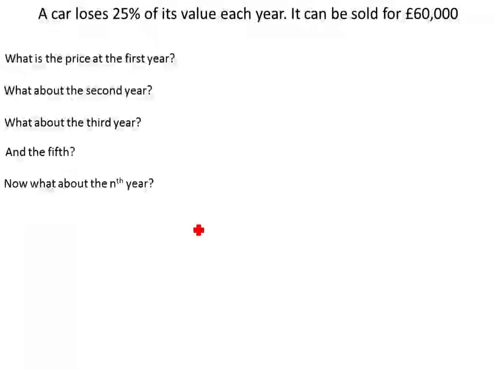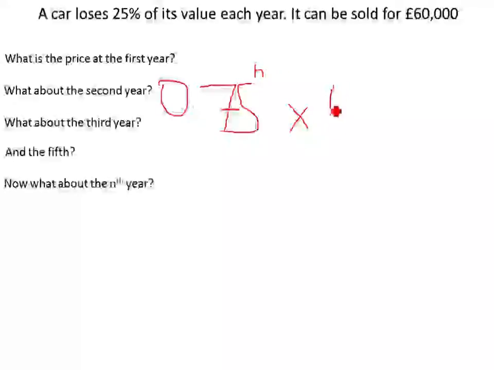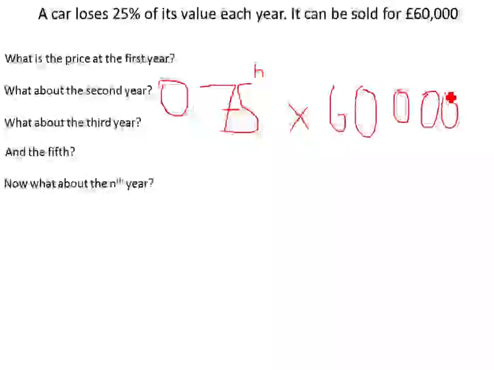Now let's say, what about if we want the nth year? Well, I think I've already given it away, but it's going to be 0.75 to the power of whatever year on times 60,000. But that's just for this question.